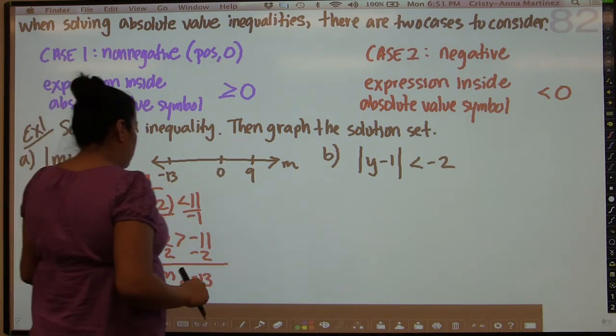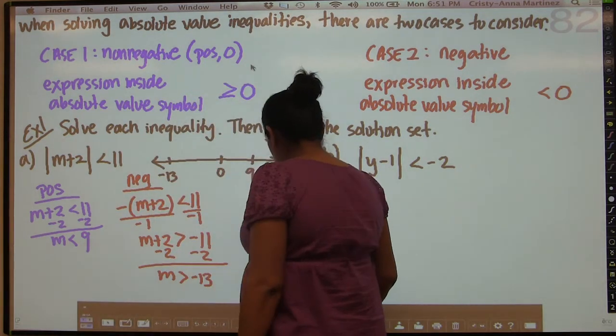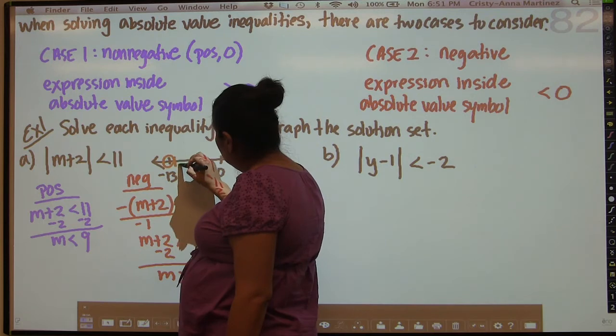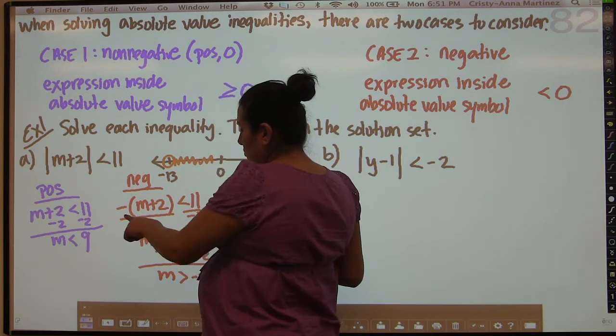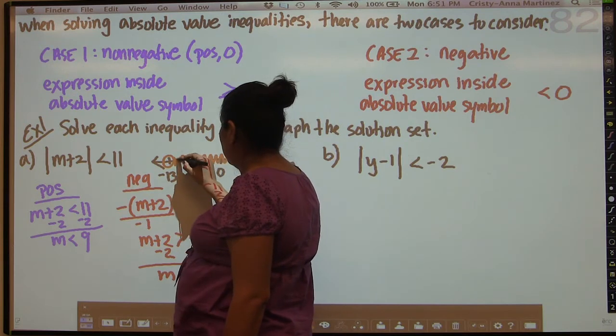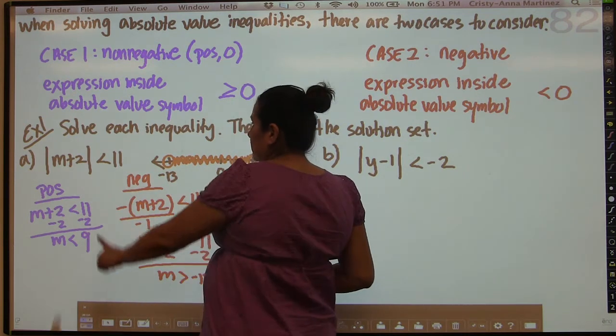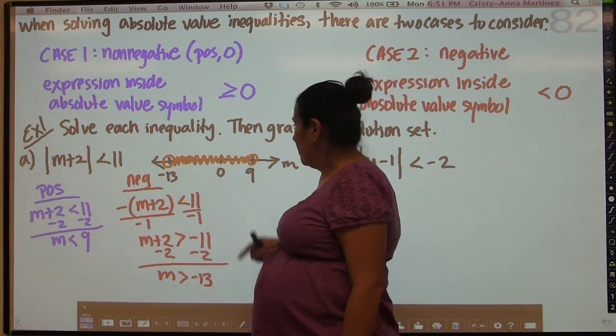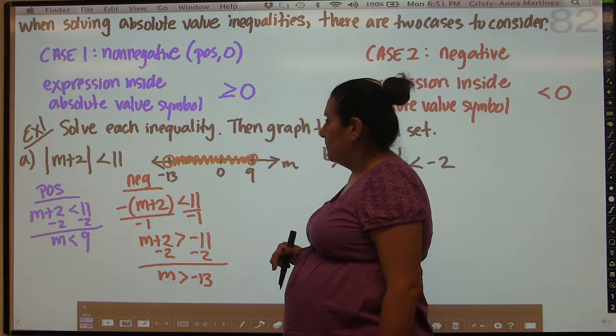And then as far as my solution, I want greater than negative 13, so I'm going to have an open dot and shade this way. But I also want M less than 9, so open dot and shade this way. And because this is an and, it's a less than. Absolute values that are less than are always going to be ands. And so I get everything that's in between negative 13 and 9.